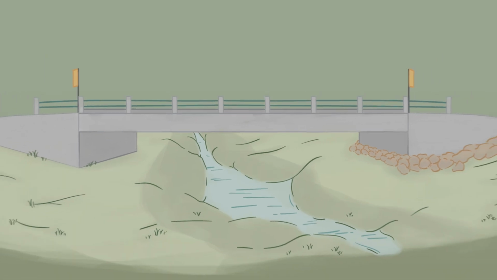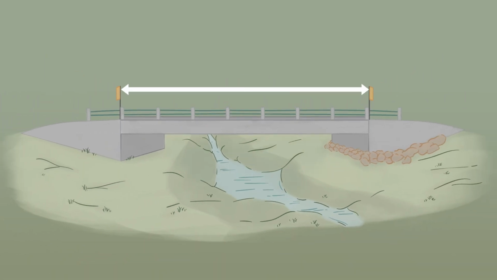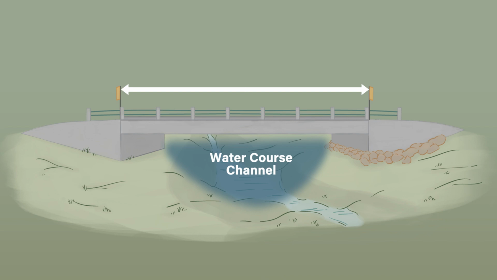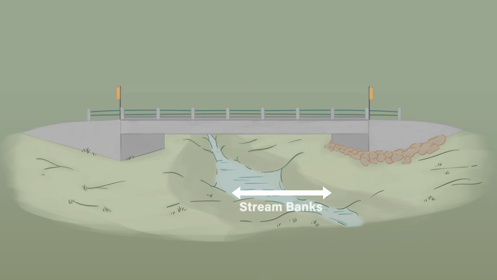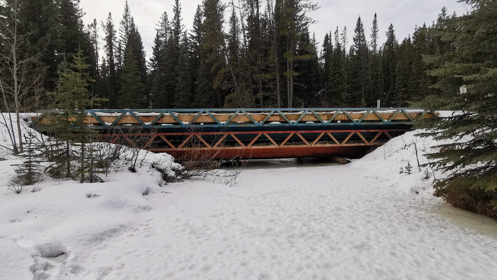Proper bridge length is incredibly important. Bridges need to be long enough that they do not constrict the watercourse channel, and spans should extend beyond the stream banks and the abutment walls. This is an example of a bridge that does not have sufficient clearance and is in danger of blockages.